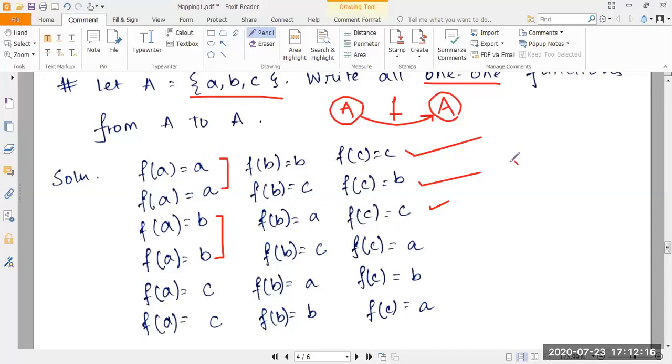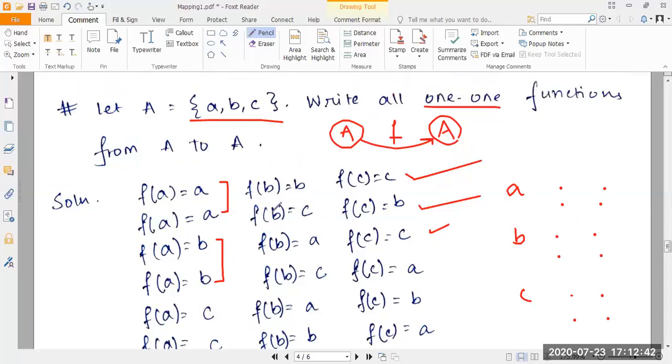So what you essentially do is you keep a, then you write bc, cb. Then after a, you have b. What are the two other letters you have? You have ac, ca. Then after a and b comes c. What are the other two letters you have? You have ab and ba. So in this way, if you write down all the functions, you will not be confused as to which function you have written or not written.